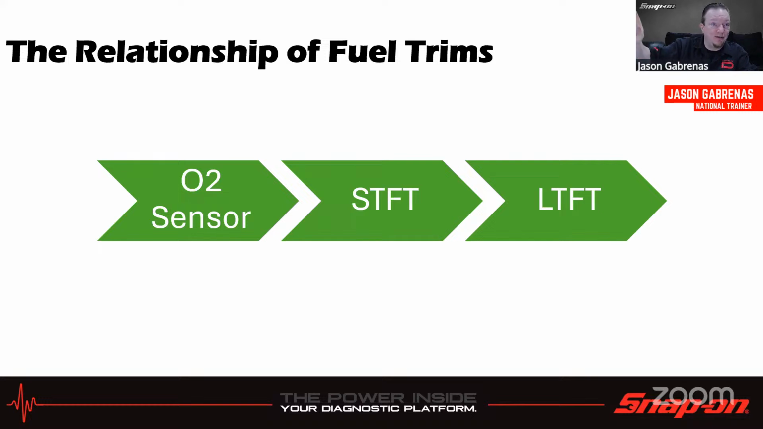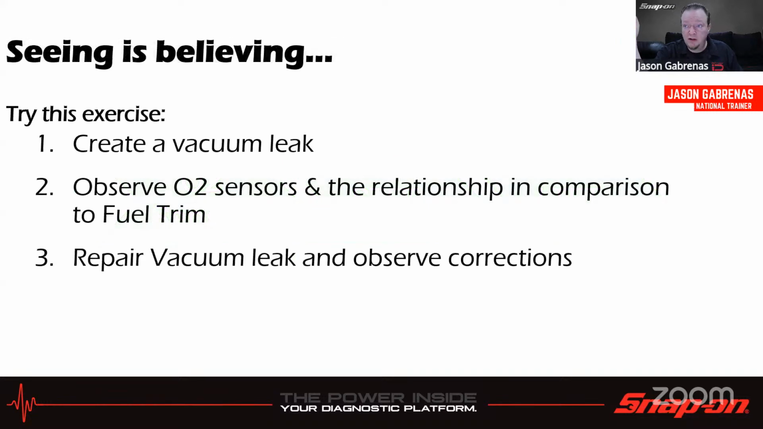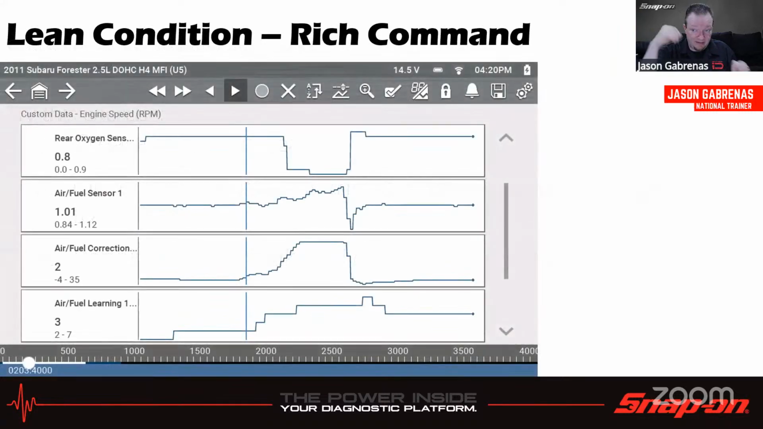If it's going way in one direction, especially your long-term fuel trim, that indicates that there has been a problem with the car for a while. If it's only on the short-term fuel trim and not affecting the long-term fuel trim, it hasn't been going on as long. So let's see how this works. We're going to create a vacuum leak on a vehicle, read the data, observe the oxygen sensors and their relationship in comparison to the fuel trims, and then repair that vacuum leak and see what happens. It's just a little science experiment using data on a scan tool.